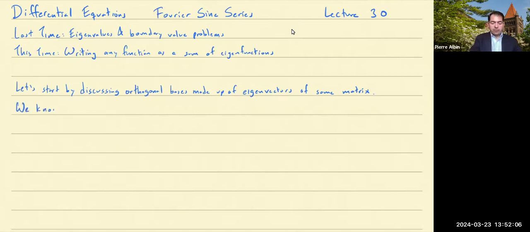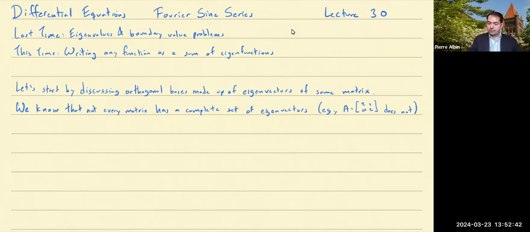So we know that not every matrix has a complete set of eigenvectors. Right. For example, the matrix, say 2, 1, 0, 2, does not. Right, it's a deficient matrix. It turns out that if A is symmetric, then it does have a complete set of eigenvectors.